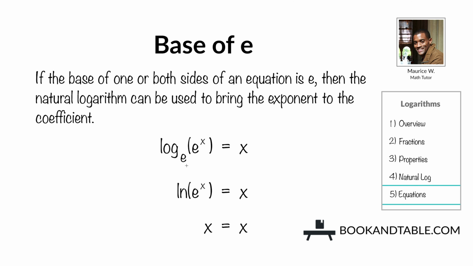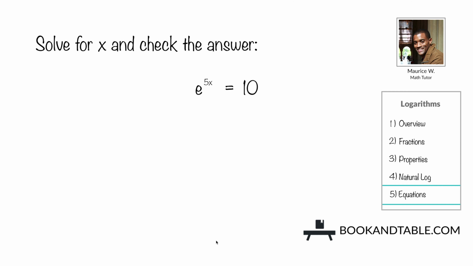A log of base e is the same as the natural log. So if you have a base of e, you apply the natural logarithm to both sides to cancel the base and bring this exponent down. So let's take this inverse rule and walk through an example together.